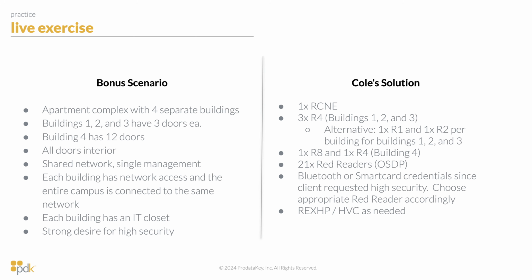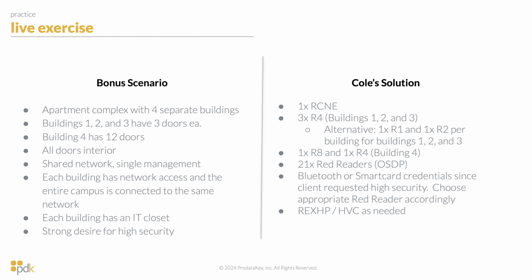So for buildings 1, 2, and 3, I put 3 R4s, and that would technically be overkill because we only have 3 doors per building, but that gives us an extra slot to work with. As an alternative, I put 1 R1 and 1 R2 per building for buildings 1, 2, and 3. That would be more expensive, actually. It does give you exactly as many slots as you need, but buying 2 separate controllers as opposed to just one is a more expensive option.